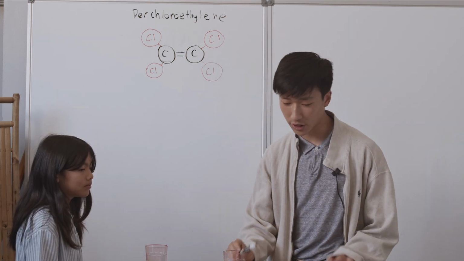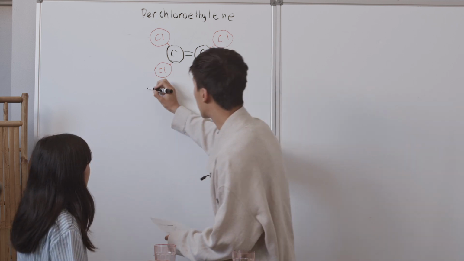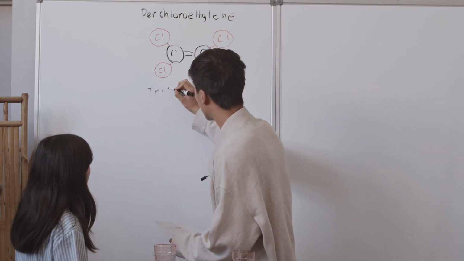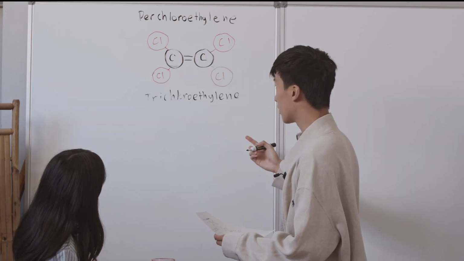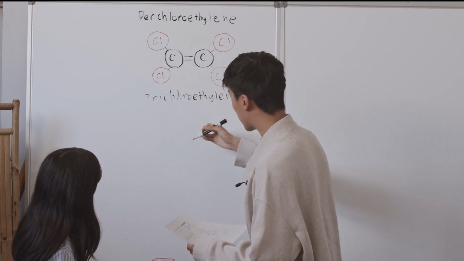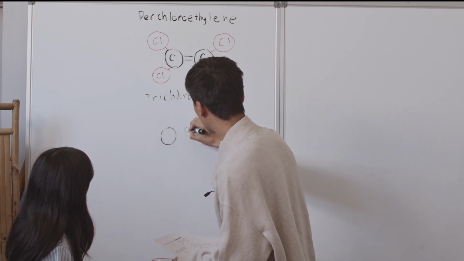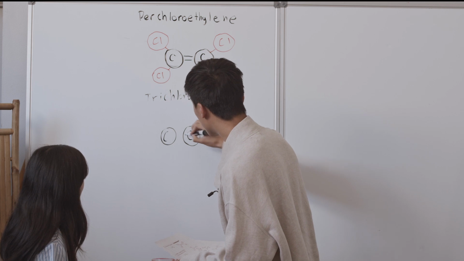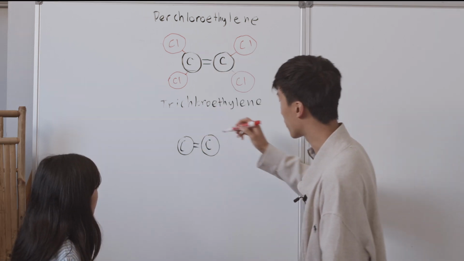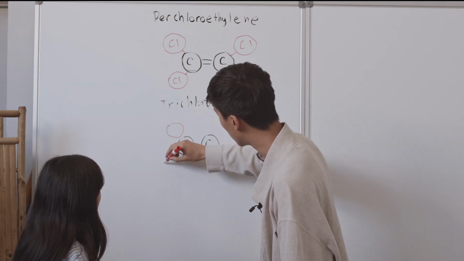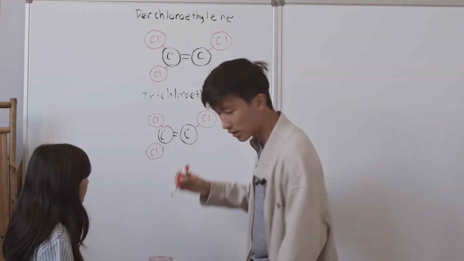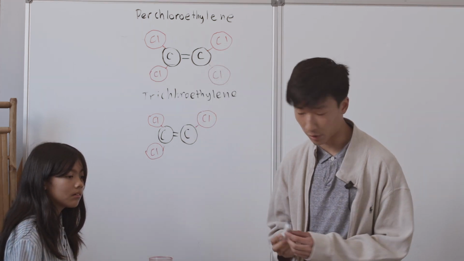The next chemical we're talking about is called trichloroethylene. It's the same structure as before. There's 2 central carbon atoms, but this time there's 3 chlorine atoms around the center and 1 hydrogen atom.